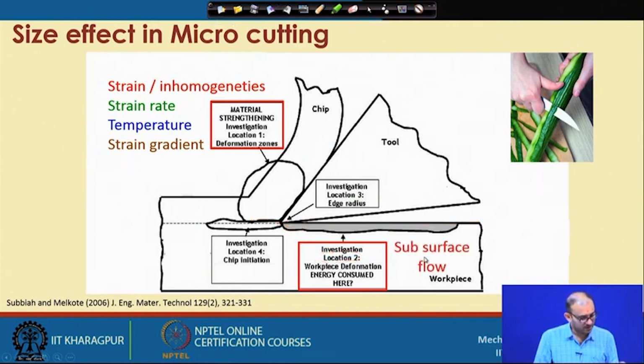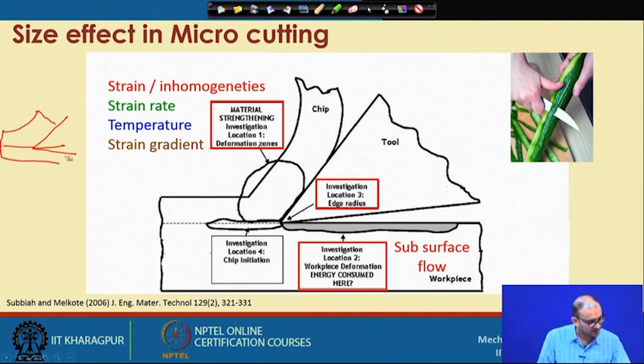And subsurface flow, that is what I have just told you. And the third discussion location is the edge radius. Now, we know that for each and every tool, our general diagram is this one that we always show. We put the tool something like this, and then we show that this is the chip which is removed, this is the workpiece, and this is the machine component.